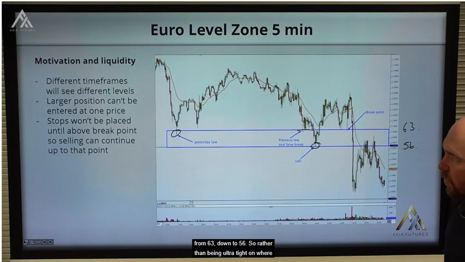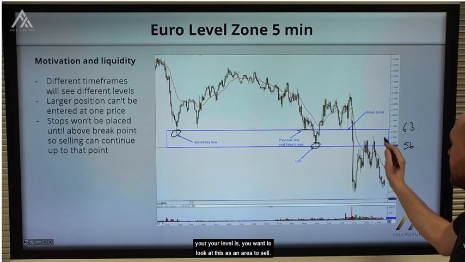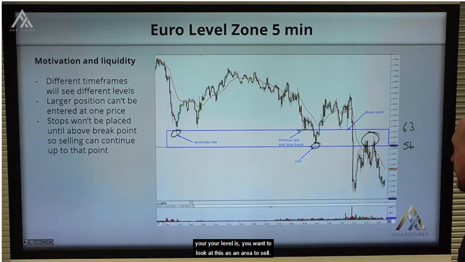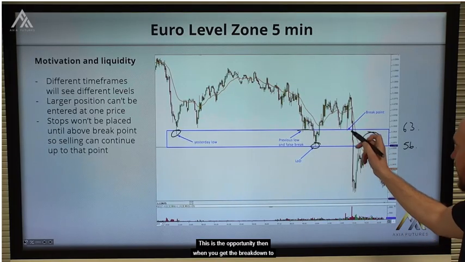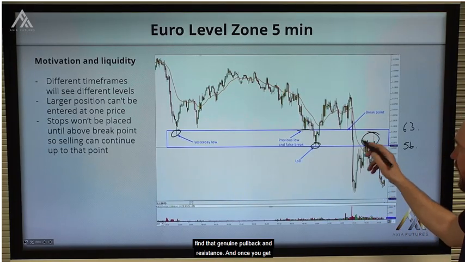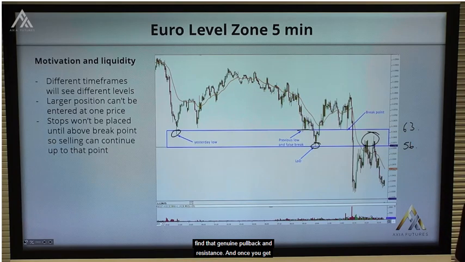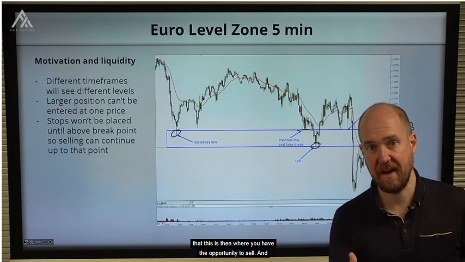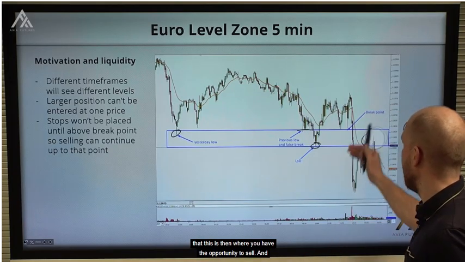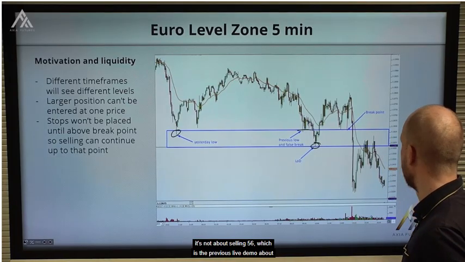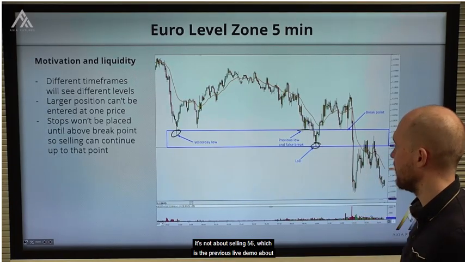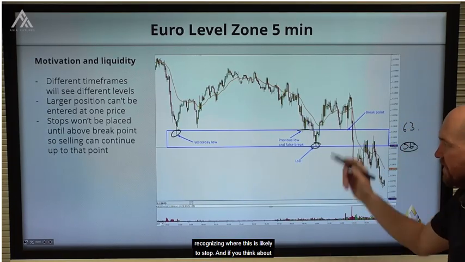So rather than being ultra tight on where your level is, you want to look at this as an area to sell. This is the opportunity then, when you get the breakdown, to find that genuine pullback and resistance. And once you get that, this is then where you have the opportunity to sell. And it's not about selling 56, which is the previous low of day. It's about recognizing where this is likely to stop.